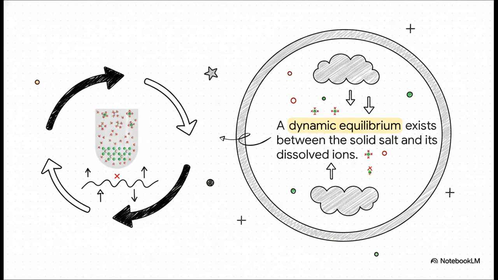So when you have a saturated solution, it's not just sitting there doing nothing. It's actually buzzing with activity. At the molecular level, you've got the solid constantly dissolving into ions. And at the exact same time, those ions are crashing back together to reform the solid. It's this beautiful, perfectly balanced dance called a dynamic equilibrium.